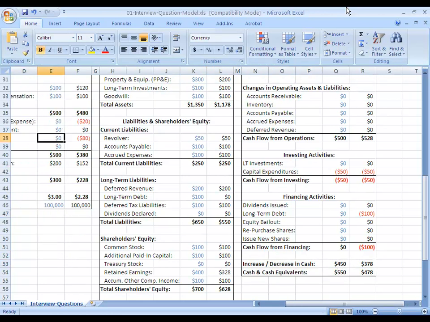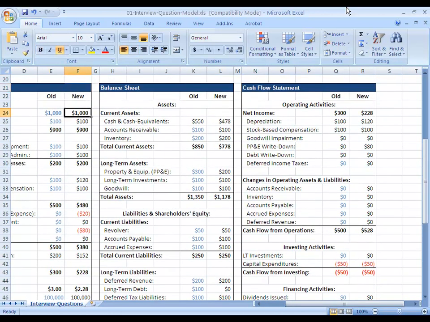Moving on to the balance sheet. So cash here is down by 72. PP&E is down by 100 because we have the 20 worth of depreciation as well as the 80 worth of PP&E write-down here. And so what happens is that our total assets fall by 72 plus 100. So basically it falls by 172 here.